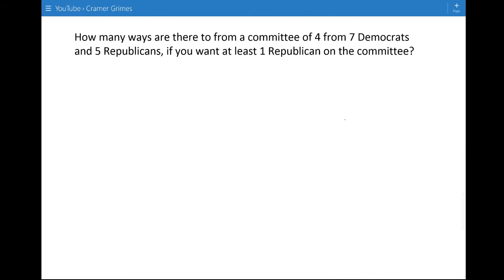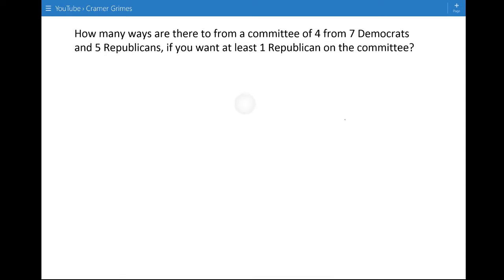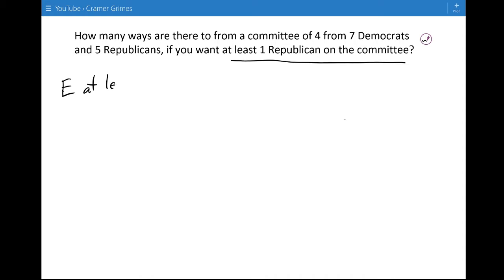Last problem. How many ways are there to form a committee of 4 from 7 Democrats and 5 Republicans if you want at least 1 Republican on the committee? So here, this is an example of maybe a little bit more complicated question, at least compared to the previous questions. I'm going to jot down what the question is and label it as our event E. Okay, so at least 1 Republican.